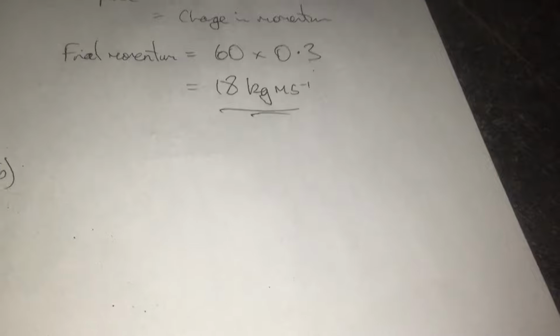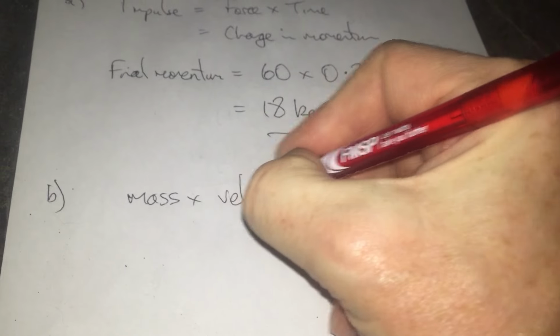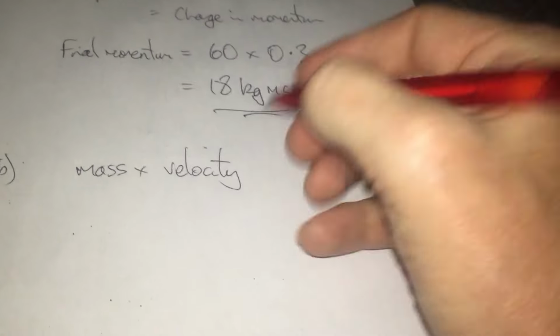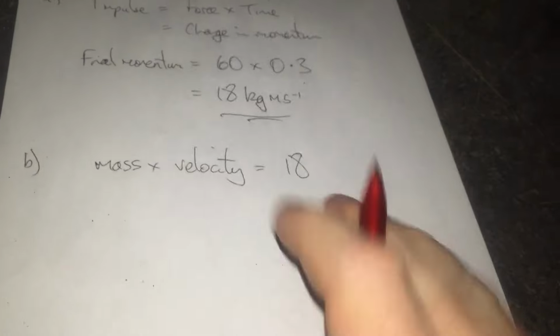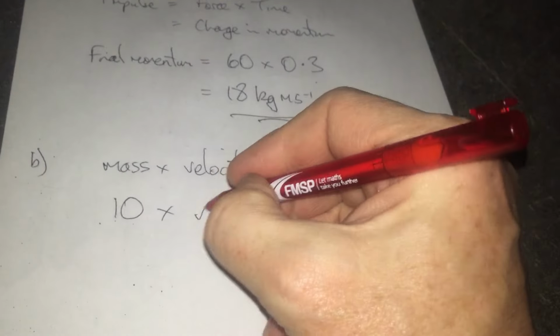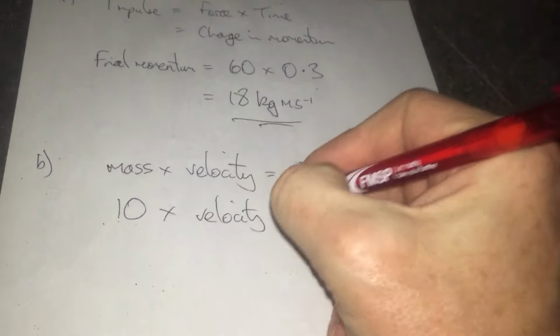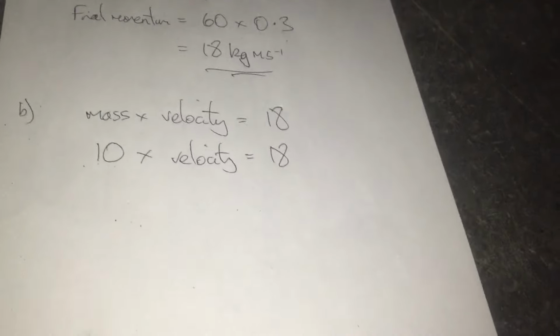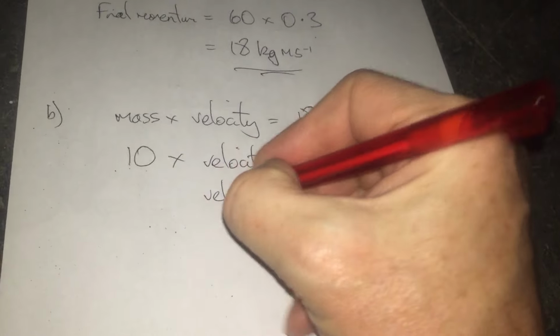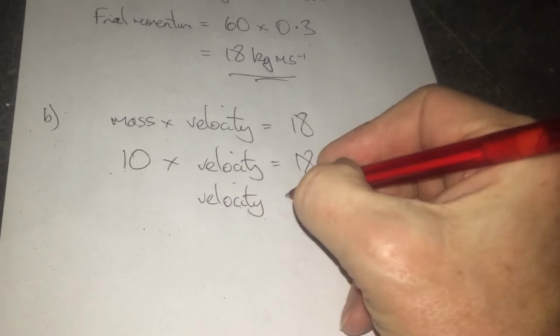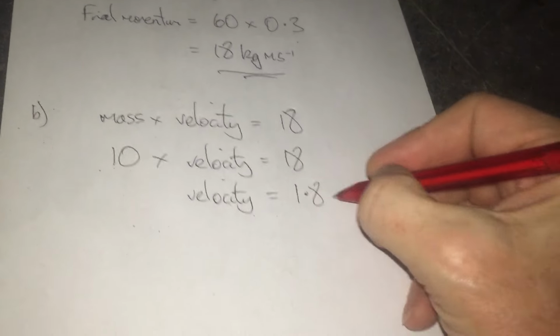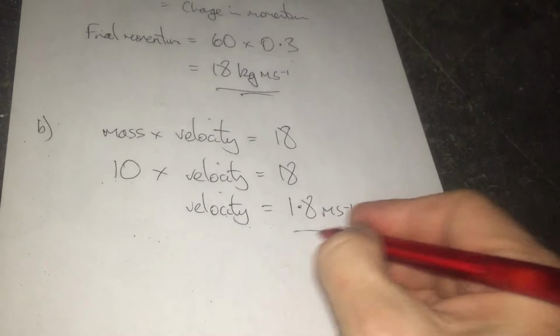Because if the body has mass 10 kilos, we can find its momentum as mass times velocity is equal to 18. We know that's 10 times velocity equals 18, so divide both sides by 10, and we get that velocity is equal to 1.8 meters per second.